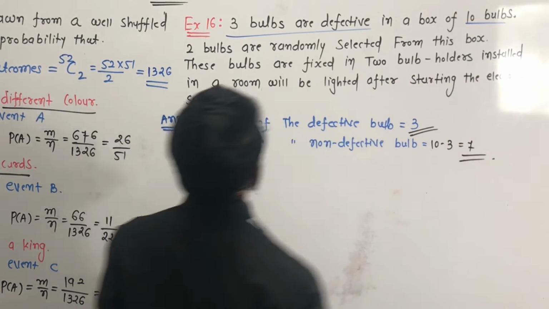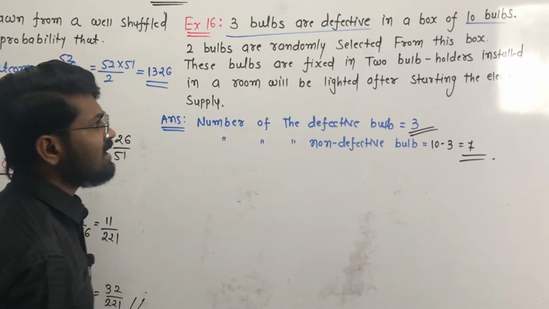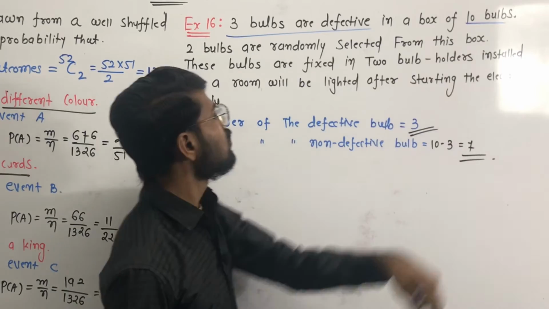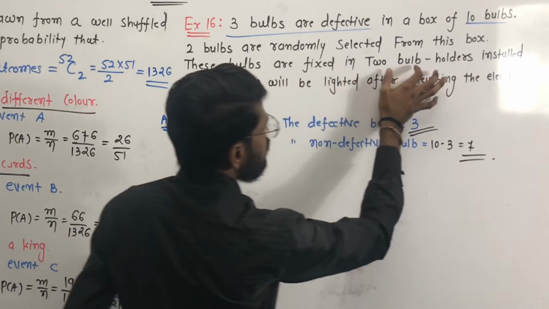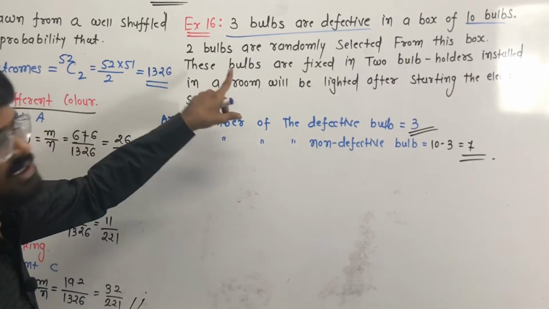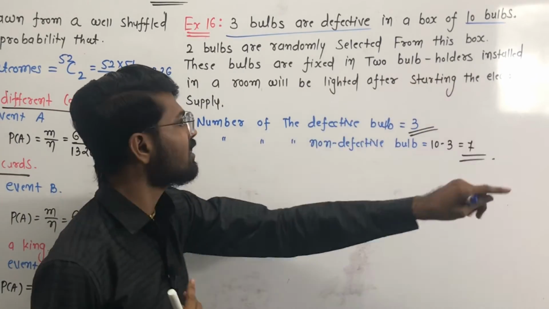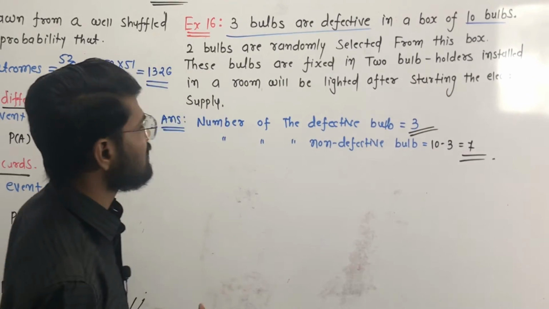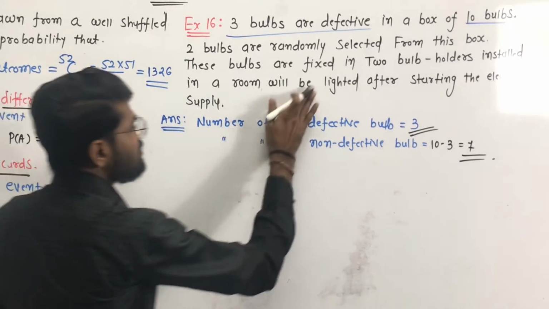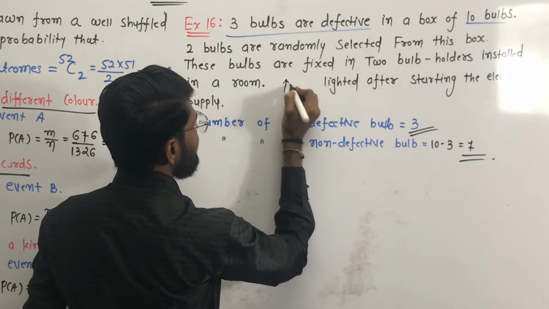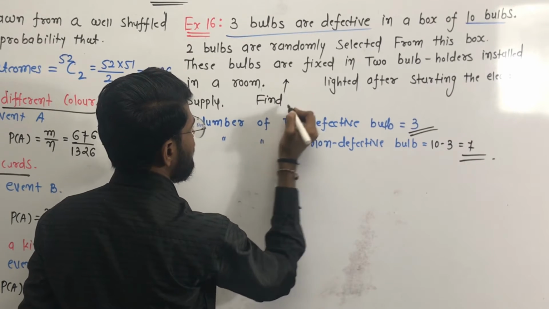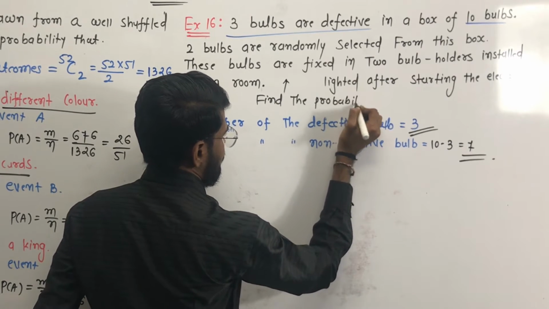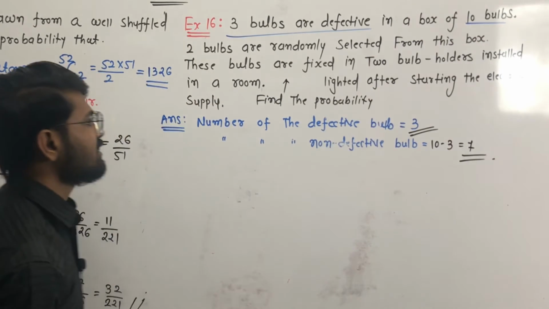Clear? Okay, now 2 bulbs are randomly selected from this box. We have to select 2 bulbs out of these 10 bulbs. These selected 2 bulbs are fixed in a 2 bulb holder installed in a room, which will be lighted after starting the electric supply. And the question is to find the probability that the room is lighted after starting the electrical supply.